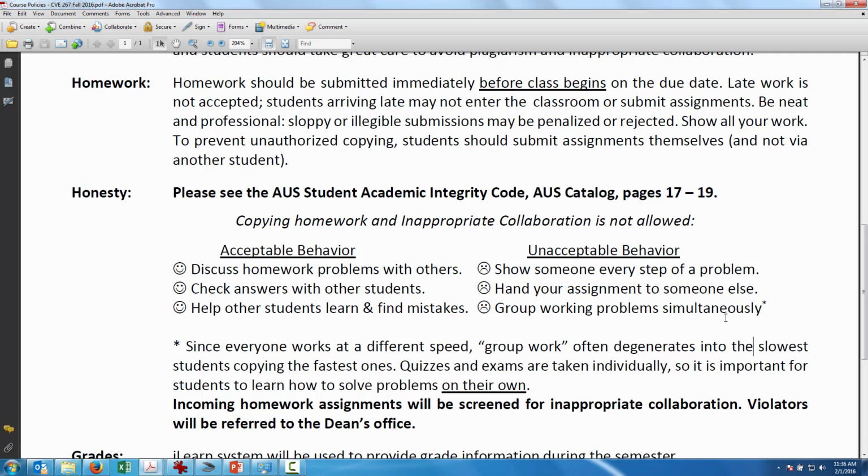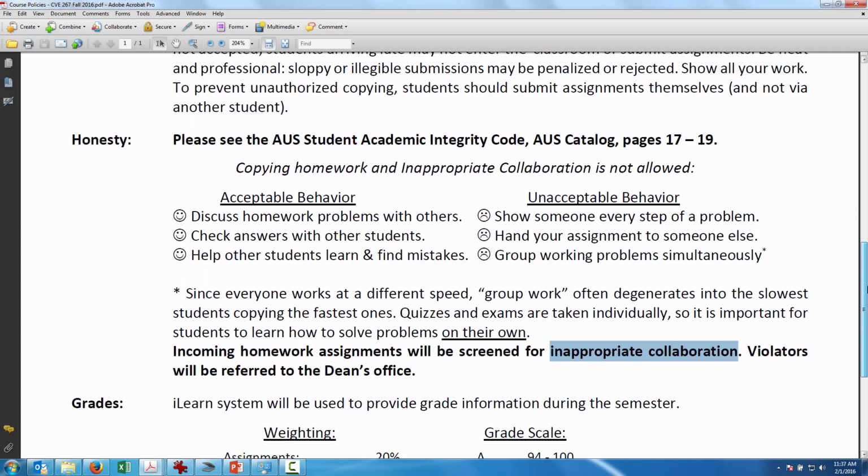So I'm going to screen incoming homework assignments through the semester for inappropriate collaboration, including if there are any instances of students who've copied from a solution manual. So any violators are going to be referred to the dean's office if there's instances of inappropriate collaboration. This inappropriate collaboration would be anything that violates the rules that I've outlined in the course policies.